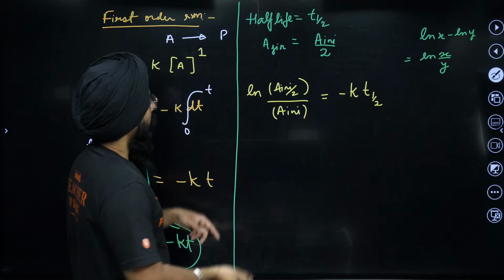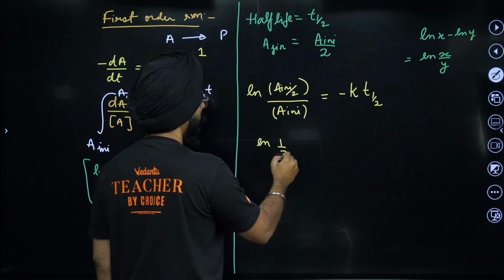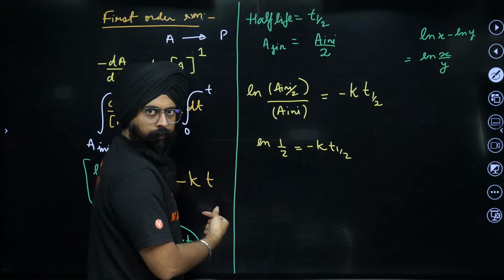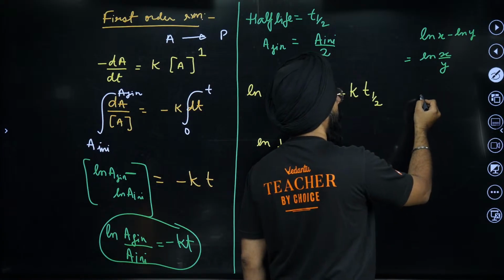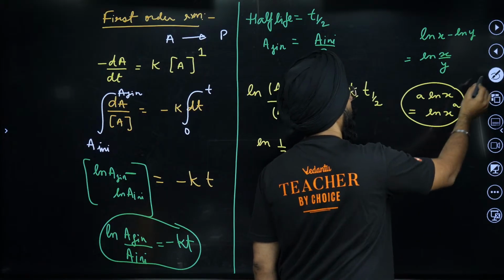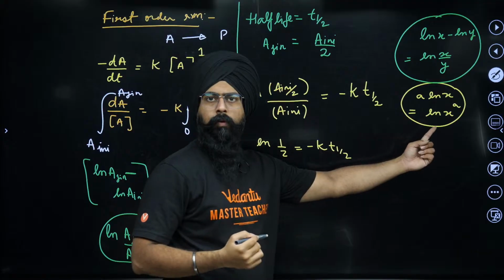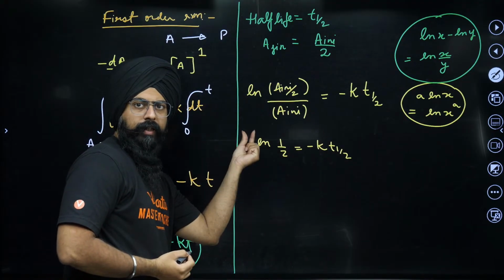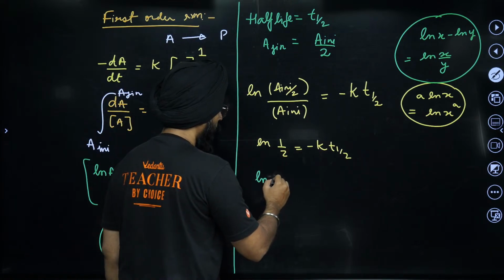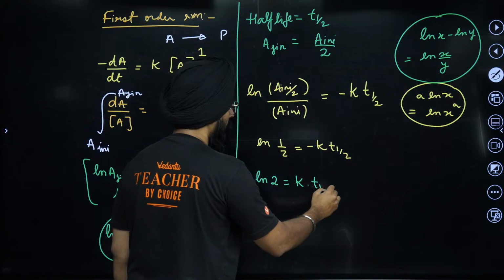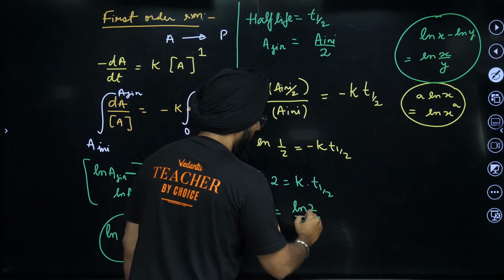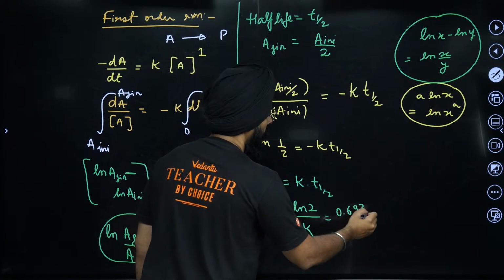Yes. So now A initial by A initial is cancelled. Ln of half is equal to minus K T half. If I put the minus sign in log, you will have inverse. Do you realize that A ln x is equal to ln of x to the power A? Do you remember these properties? So I am taking the -1 on the left side and then putting it inside the log. So then I can write ln of 2 is equal to k into t half. So half-life value for first order reaction is equal to ln of 2 by k, which can be written as 0.693 by k.